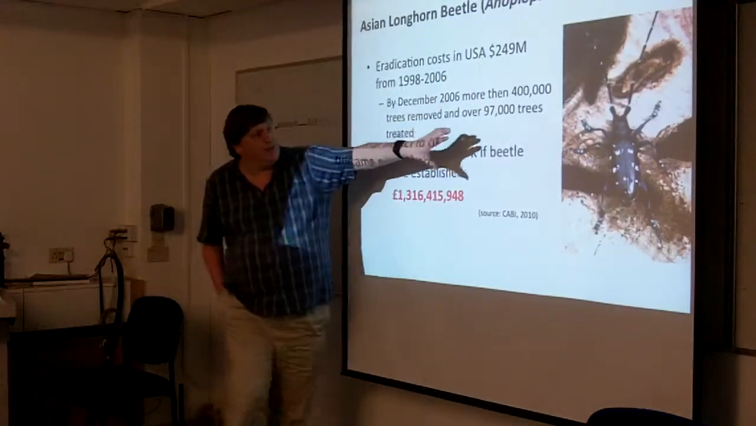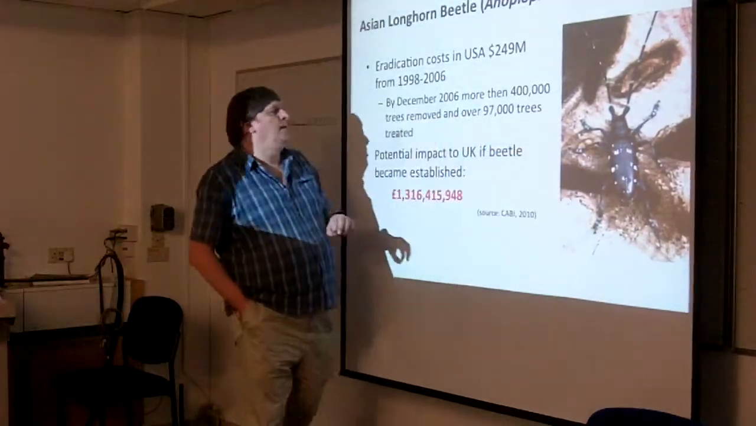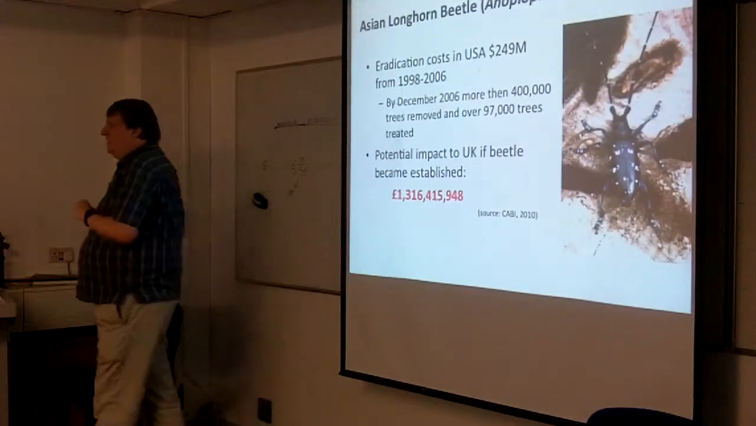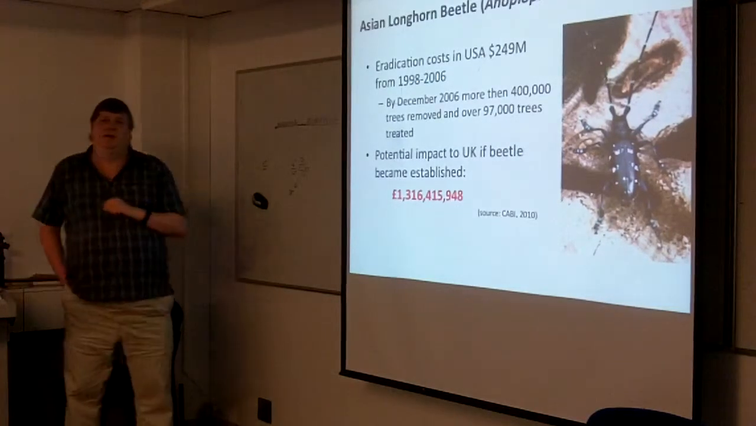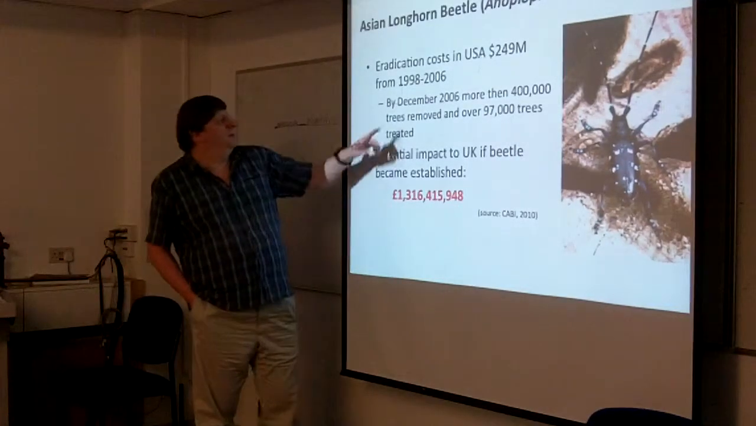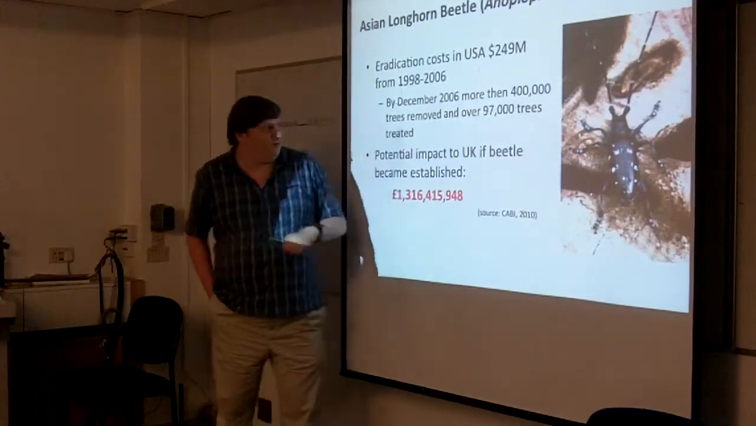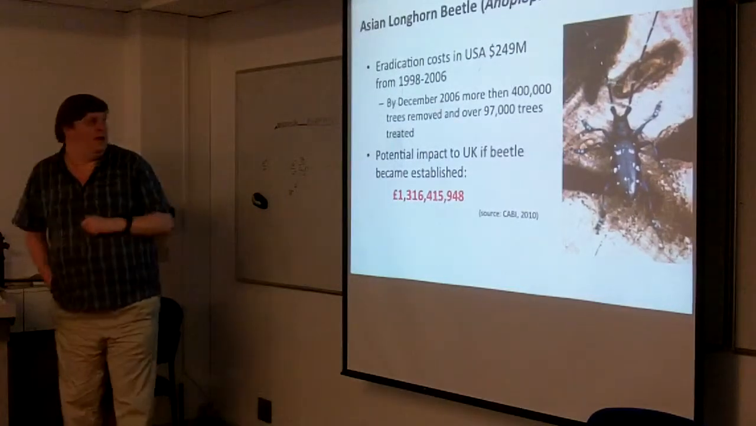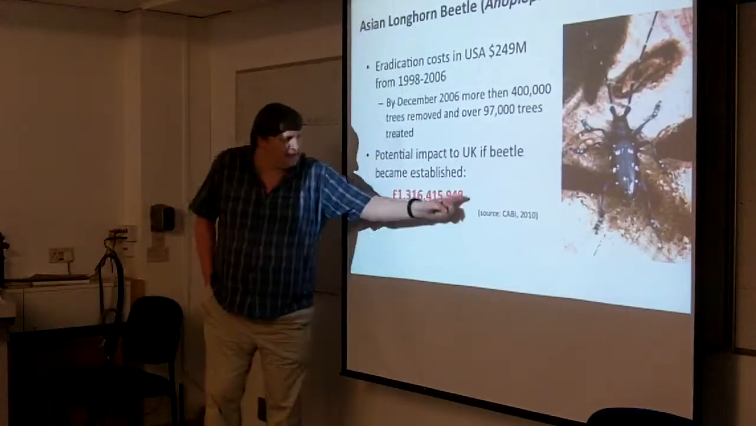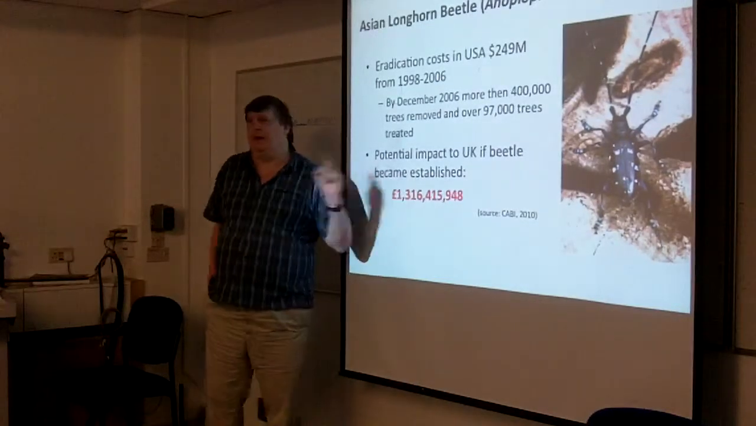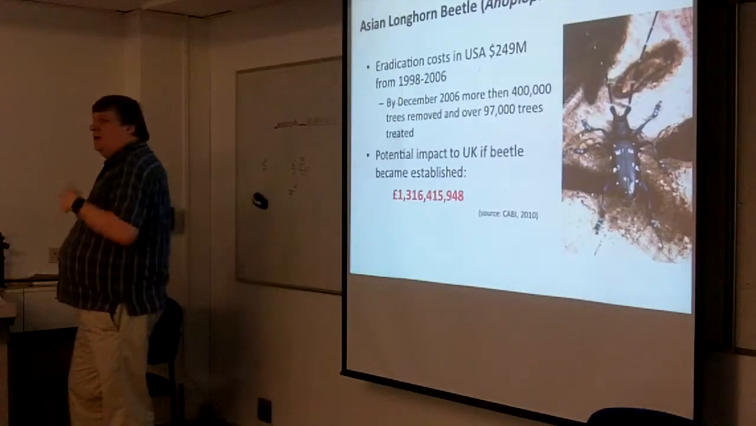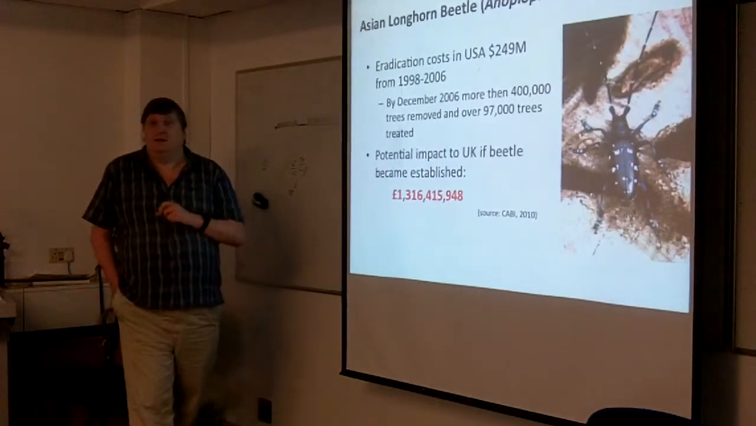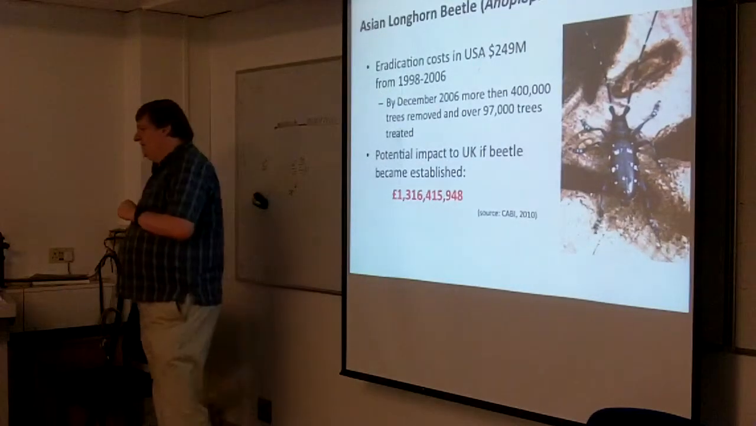But this particular beetle, the Asian longhorn beetle, in America, it's cost at least $249 million worth of damage in terms of tree loss. By December 2006, more than 400,000 trees have been removed and over 97,000 trees have been treated with a pesticide. If it got established in the UK, that is the potential damage. It's £1.3 billion. That's loss of trees, loss of amenity trees, loss of forestry, because these things eat basically anything that isn't a conifer. They love it. They love acer trees and all sorts of things.